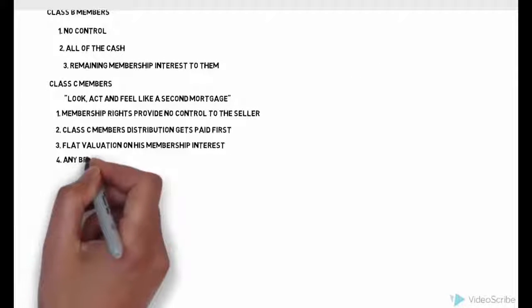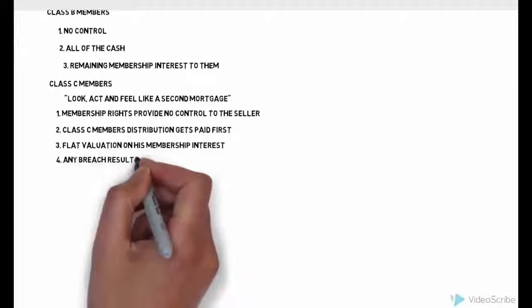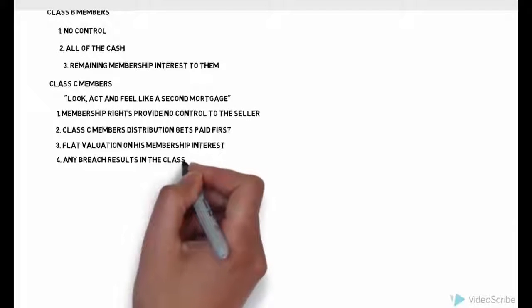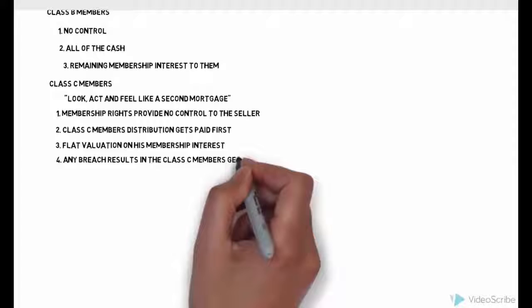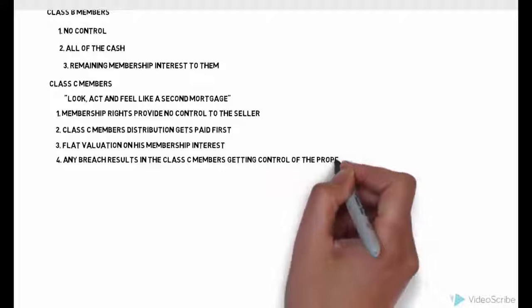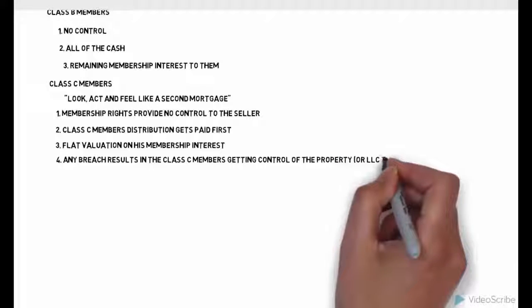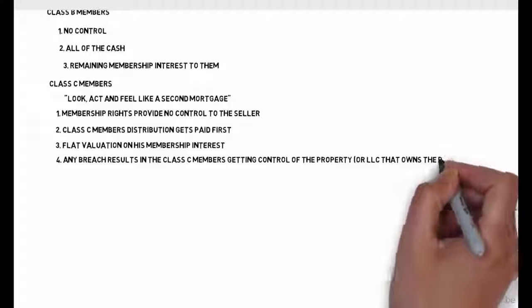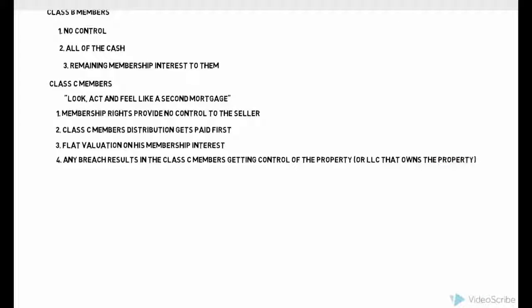If you breach any portion of this class, the member gets control. What do I mean by that? If you don't pay him the distribution, if he doesn't get this money, you're in breach, and he can come in and take control of the property. Now you might think that sounds harsh, but isn't that what a mortgage does? It's looking, acting, and feeling exactly like a second mortgage. So that's another provision you're going to put into this operating agreement under this Class C to make the seller feel good about him giving you the security.